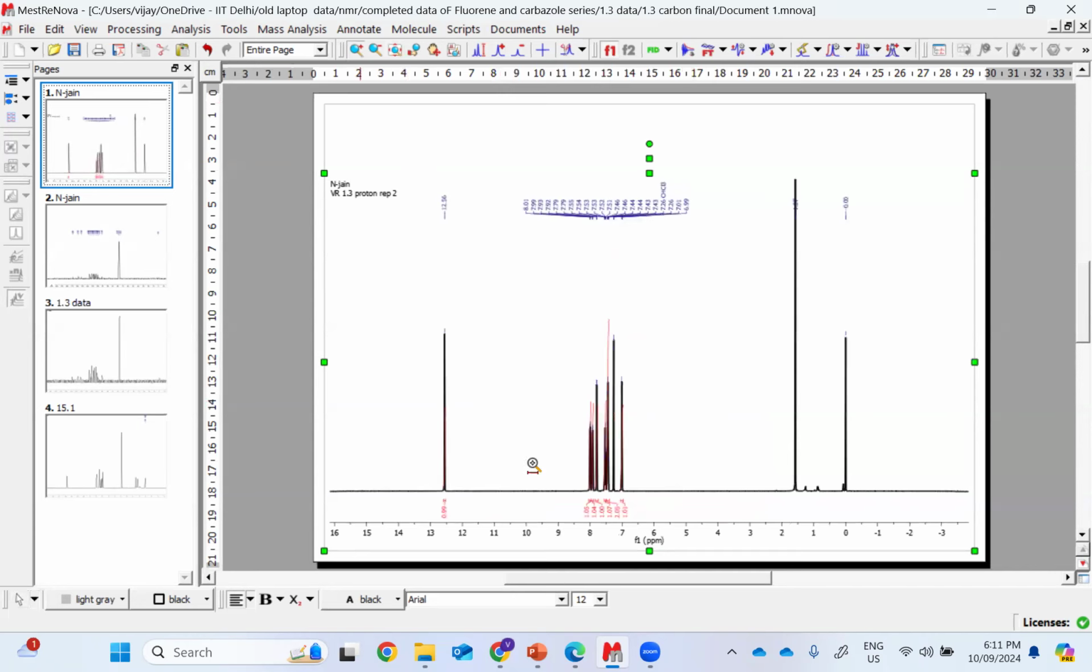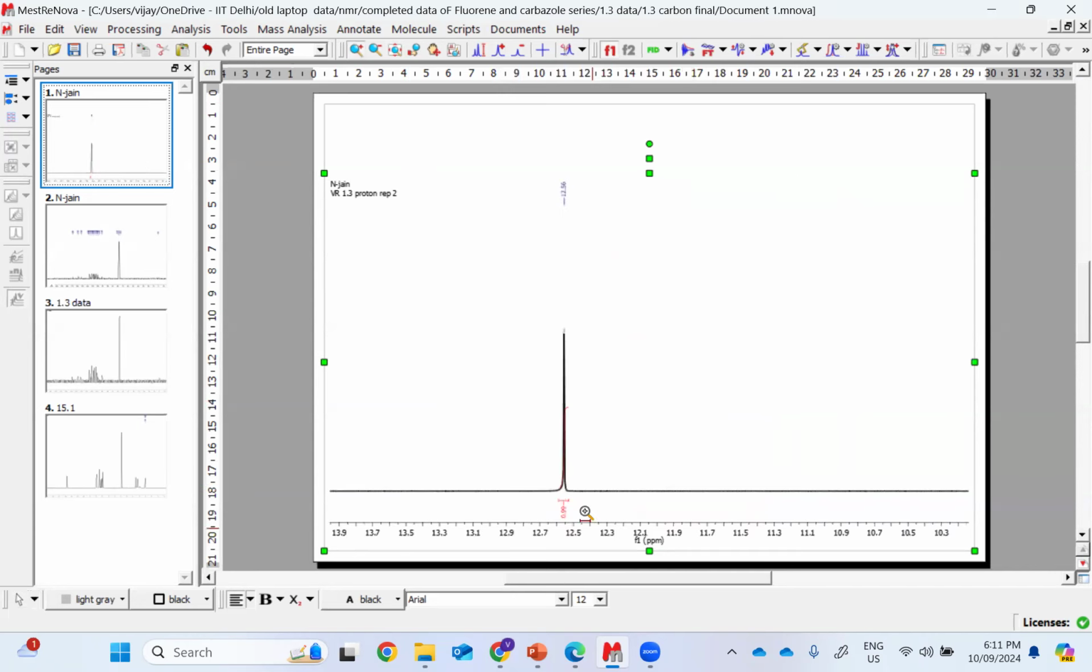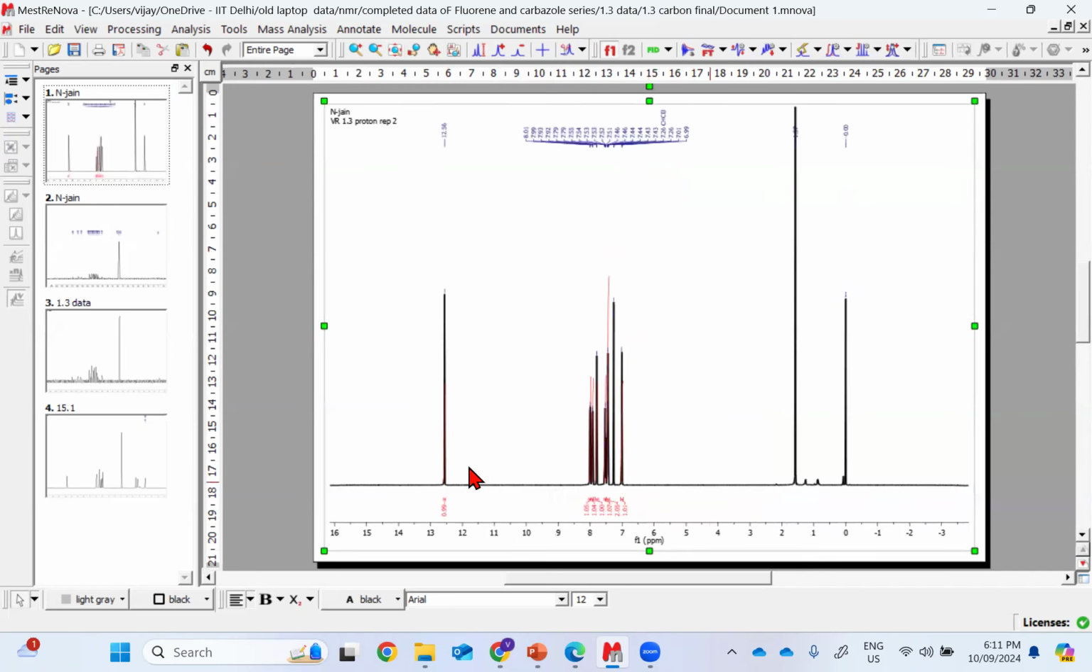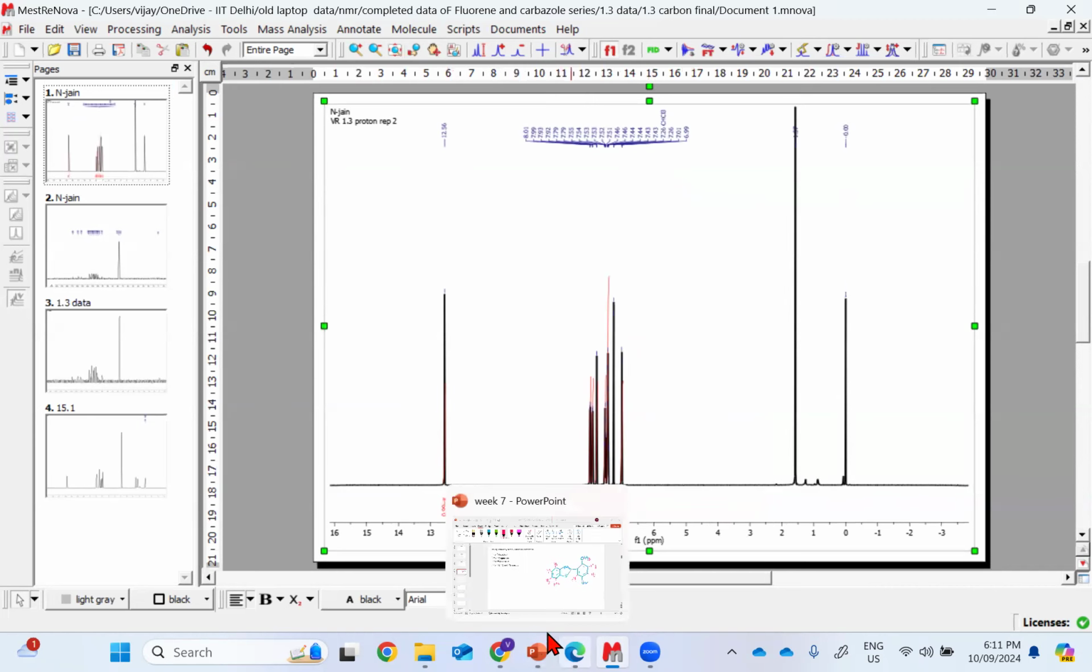Also, if you look at the peak at about 12.5 ppm, this peak here is due to the OH proton. If you look at this proton in the structure, I will just show the structure.